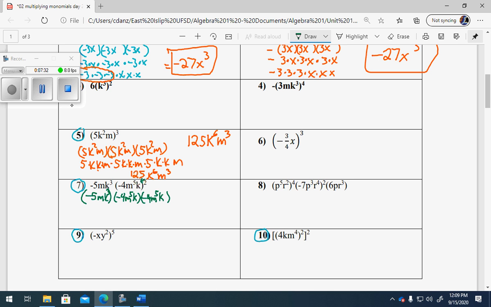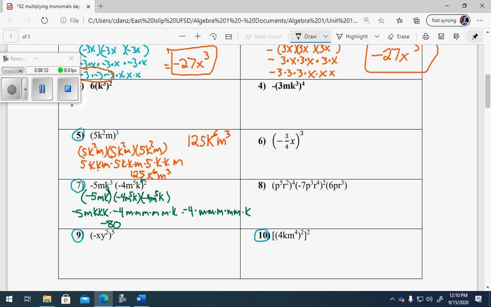So if I expand it, it's negative 5 times m times k times k times k times negative 4 times m times m times m times m times m times k times negative 4 times m times m times m times m times m times k. Shoo! So I'm doing negative 5 times negative 4 times negative 4. Negative 5 times negative 4 is 20, and 20 times negative 4 is negative 80.